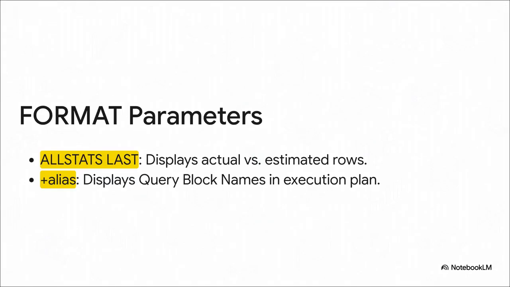To catch those runaway costs, we have to leverage the format parameter in the DBMS_XPLAN package. Tweaking this unlocks some incredibly deep diagnostics. For example, if you pass ALL STATS LAST, it literally displays the actual rows returned right next to the estimated rows. That is absolutely invaluable for spotting those cardinality misestimates we were just talking about. Another one you've got to use is +ALIAS, which pulls up the query block names.